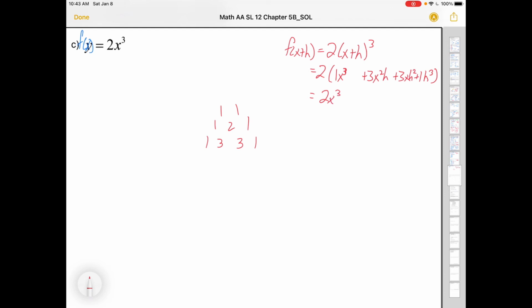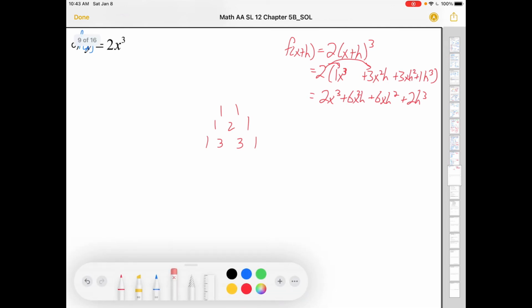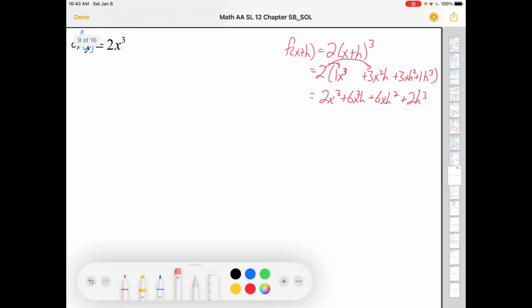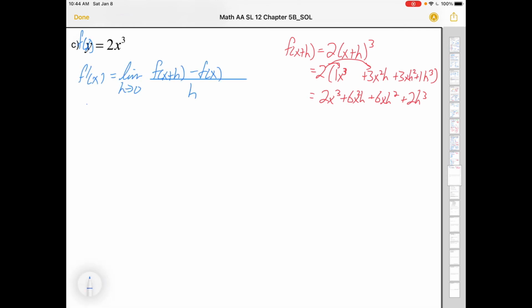2x cubed, when we multiply it out, because I'm just going to distribute now, there's no like terms to collect. 6x squared h plus 6xh squared plus 2h cubed. All right, there is our f of x plus h. And there's first principles, and we'll just sub in.